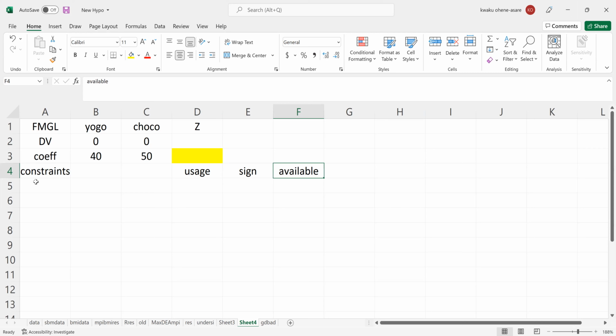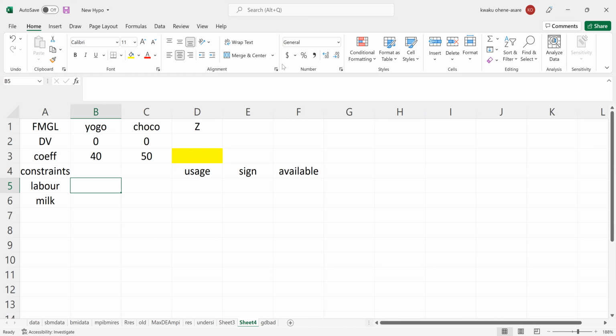Okay. Now that you're done, under the constraint in column 1, in cell A5, the first constraint was labor, so type labor there. And then below the labor, the second constraint was milk, so type milk there. And now the individual values that were supposed to be used for the labor and the milk, corresponding to the yogo and the choco, should be put there.